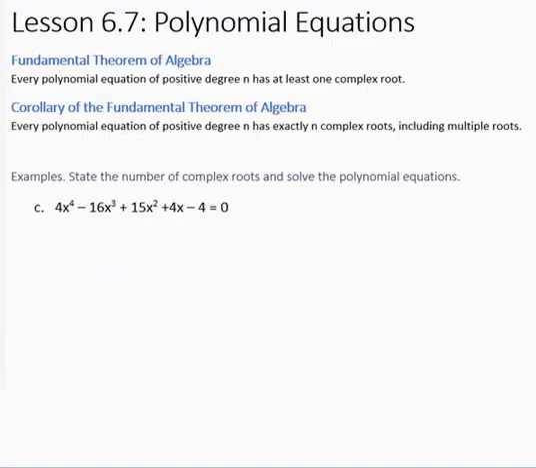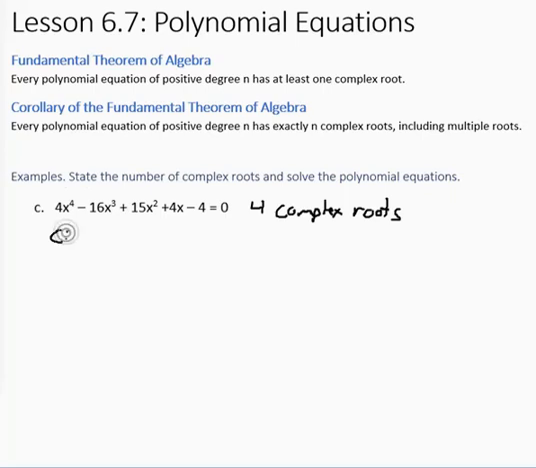The next one is actually x to the 4th power. So using x to the 4th power, we know that there's going to be 4 complex roots by the corollary of the fundamental theorem of algebra. And we can't factor by grouping, so we'll use synthetic division and the rational root theorem to help us.